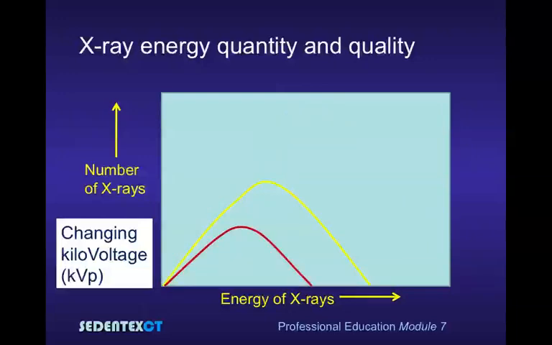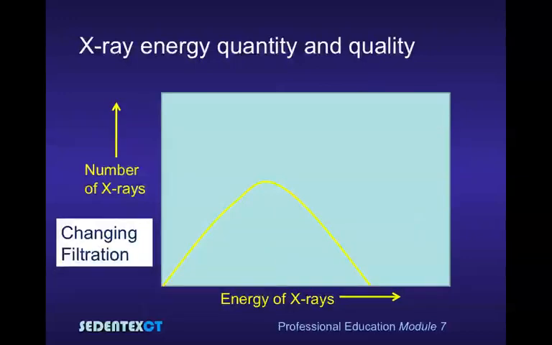If we decrease the kilovoltage, the effect is to change the shape of the curve as shown here. The peak of the curve moves to the left, and the maximum energy also moves to the left. In other words, the kilovoltage changes both the quantity and the quality of the X-rays.